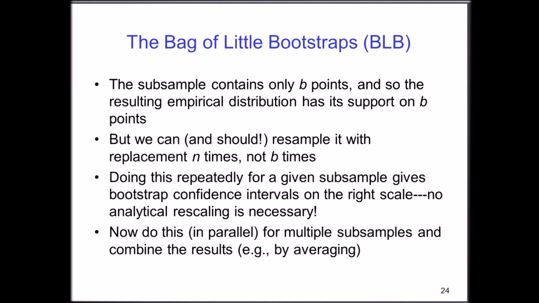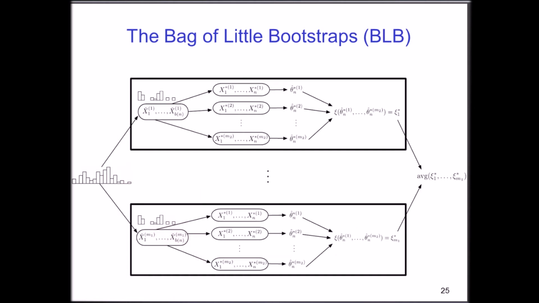So we're taking an object of a certain size, but it is nonetheless a distribution of space of distributions. It can be sampled as many times as you want. So let's indeed resample it with replacement N times, not B times. Okay, so that gets rid of the need for analytical rescaling. You are sampling on the correct scale of your uncertainty, which is the size of your original data set.